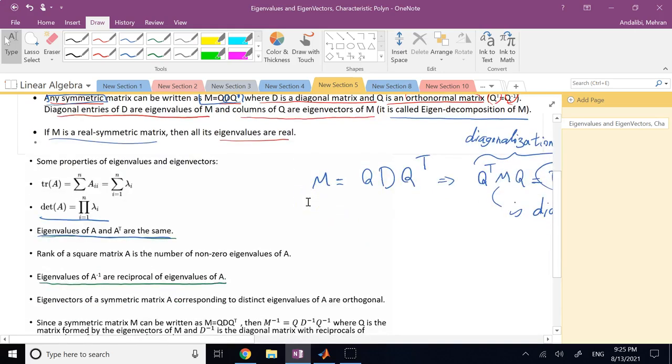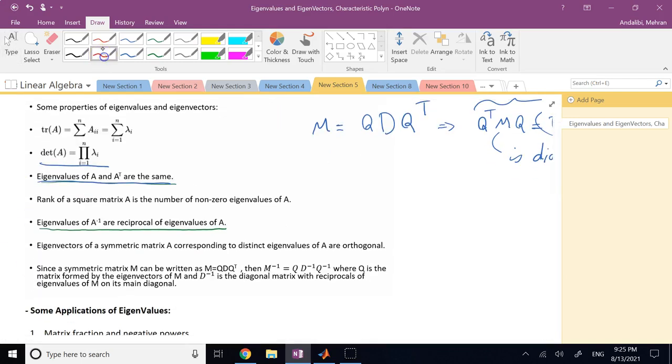Now let's take a look at some other things, but before that, let me clarify the rest of the stuff too, because I just explained them. So remember, I told you eigenvectors of a symmetric matrix corresponding to distinct eigenvalues are orthogonal. So that's why you can diagonalize a symmetric matrix.